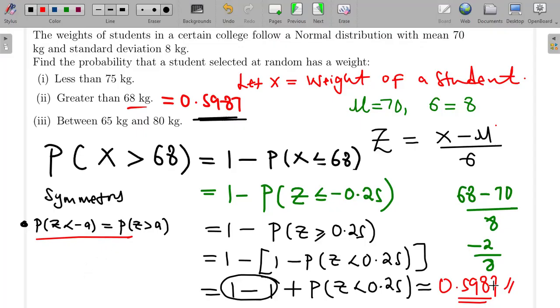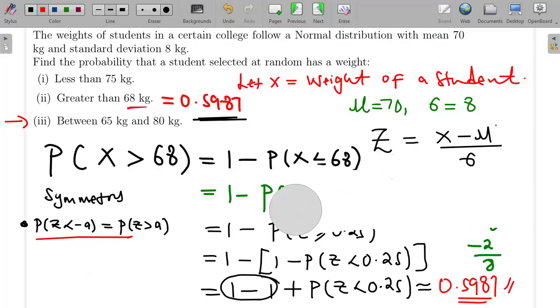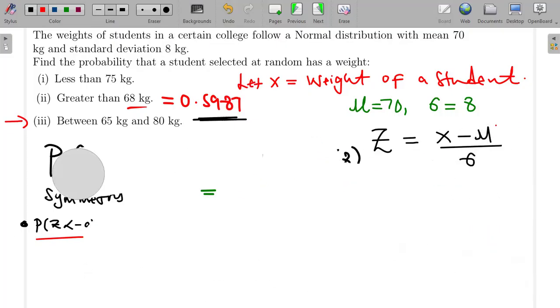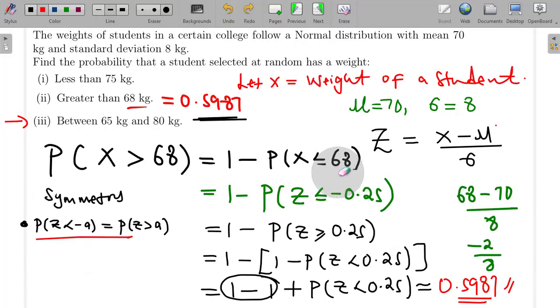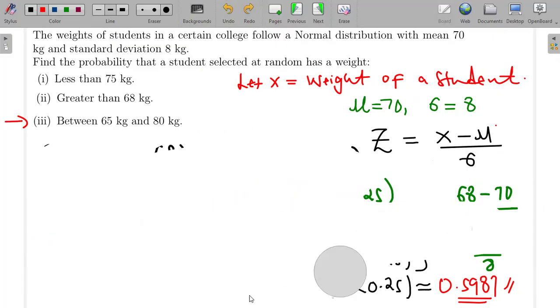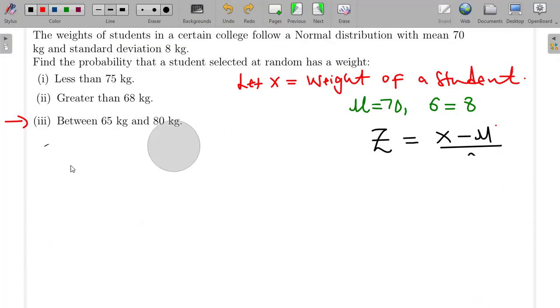Okay, so that's all for this part of the question. Let's look at this one here, the third one. Anyway. Okay, let's look at the third guy. So here now they're saying find the probability that the weight X is between 65 and 80.